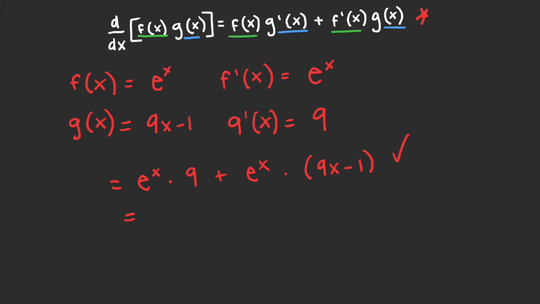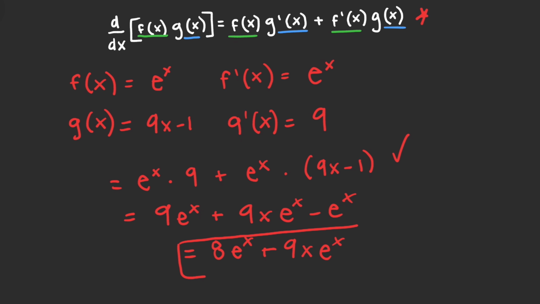We would have 9 times e to the x is 9e to the x, plus 9x e to the x minus e to the x, which would simplify further to e to the x times 8 plus 9x. So if you're required to simplify, this right here would be our final answer. So it actually really wasn't that complicated, just a bit longer than the previous example.